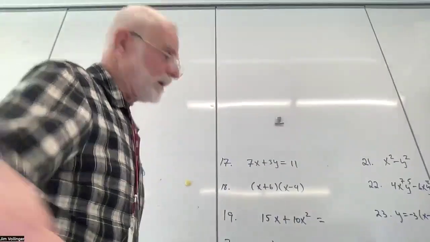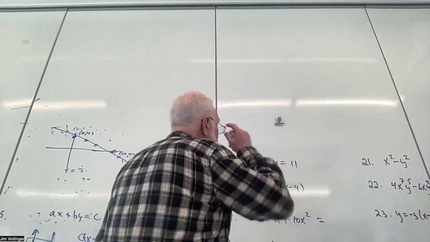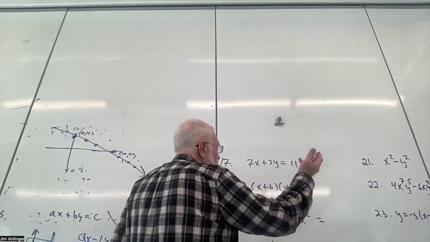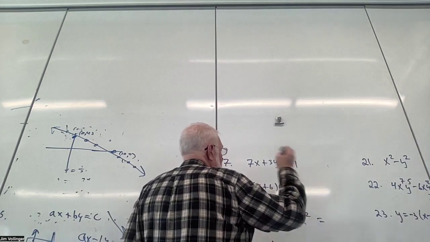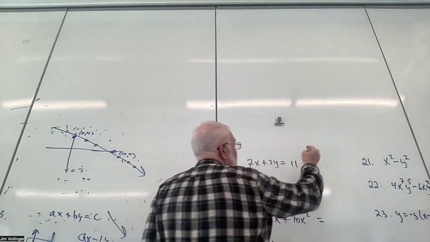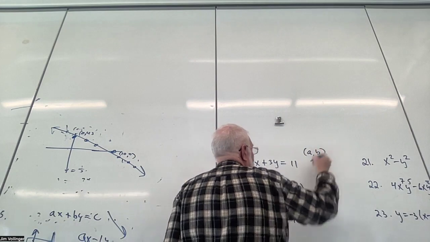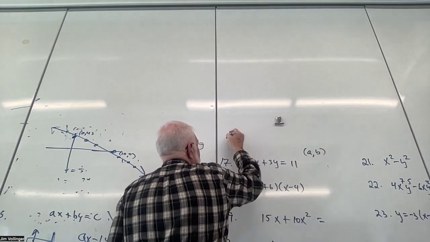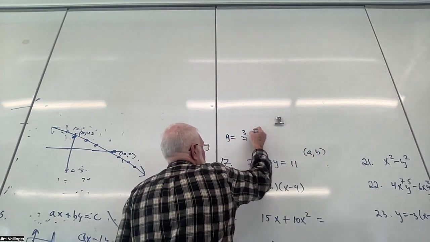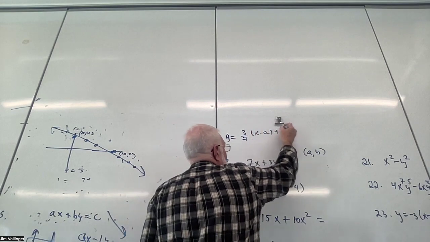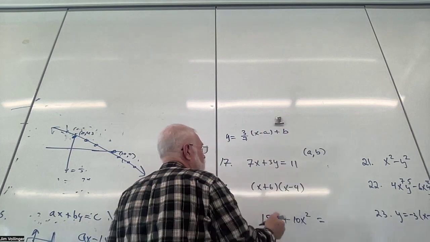7x plus 3y equals 11. I think I'm trying to find the perpendicular. So I already know the answer, but let's go through it. Is that what I'm supposed to do here? Maybe. I don't know if I asked for perpendicular, but I know my answer is going to be 3/7 x minus a plus b. You know that just by looking at it, but let's prove it.